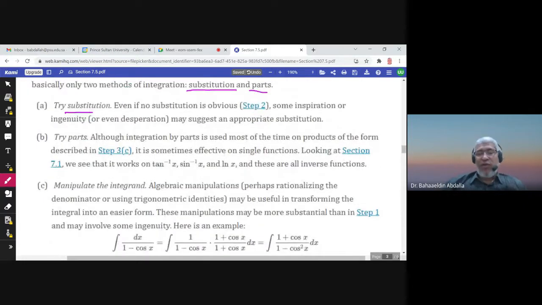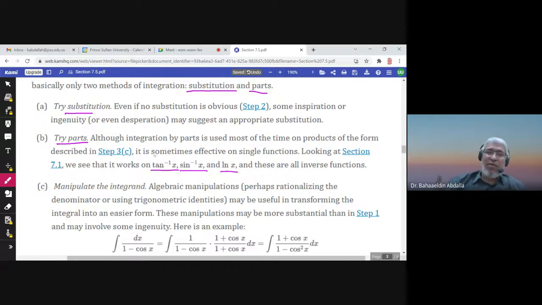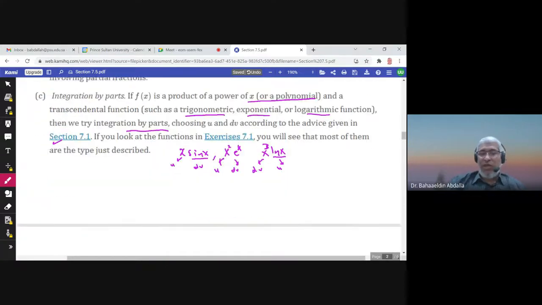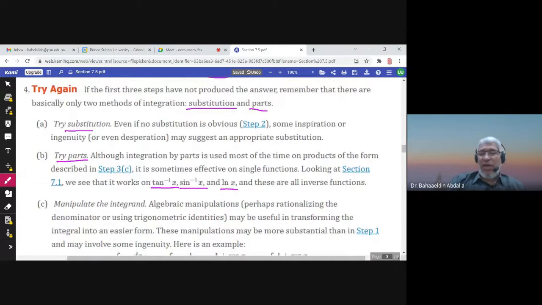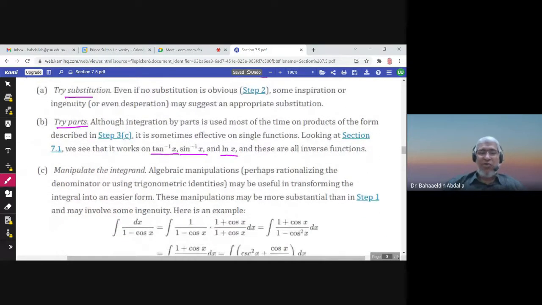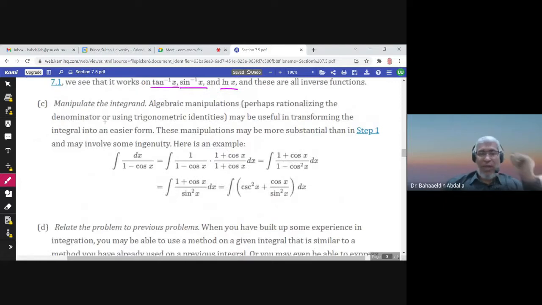Also, if you cannot use substitution, try by parts. By parts will help in finding the integral of tan inverse, sine inverse, ln x. Somehow you can also use it in some other problems, not necessarily like the ones we mentioned here. But then you need to think again and again and try many times how to use substitution and by parts. Sometimes if you manipulate the integrand, if you multiply by the conjugate, it may help.